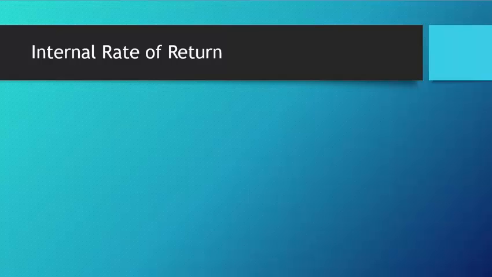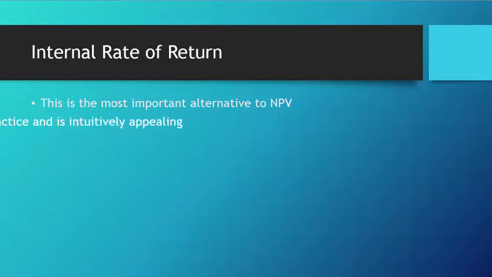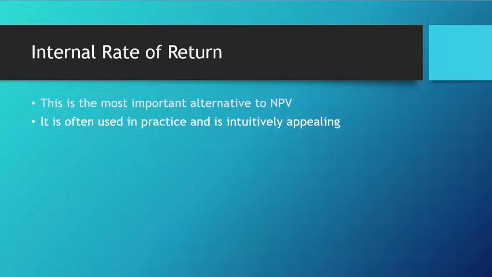And so first off, what in the world is it? This is the most important alternative to net present value, NPV. It's often used in practice and is intuitively appealing. It just makes a lot of sense, and wow, I know exactly what this is measuring, and sometimes we're just a little off. And therefore I'm going to apply this a little inappropriately.